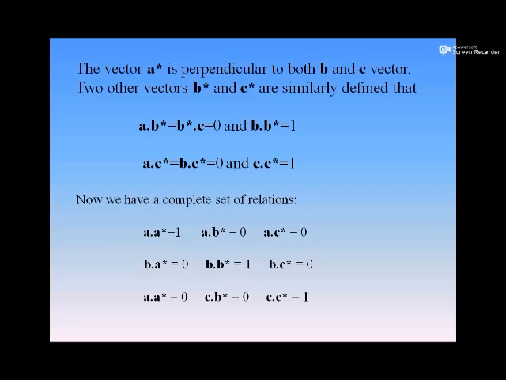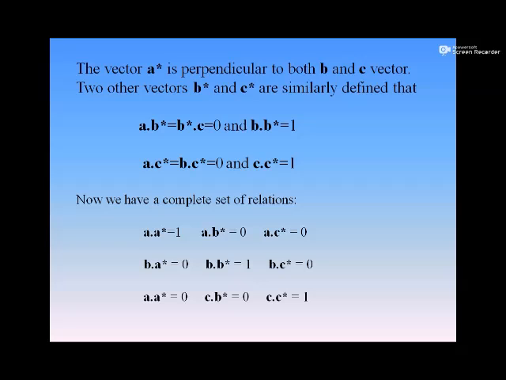Now this fixed direction A star and its angular relation with A is defined by A star dot A equal to 1. Now the magnitudes of A and A star are interrelated by that particular relation, A star dot A equal to 1.